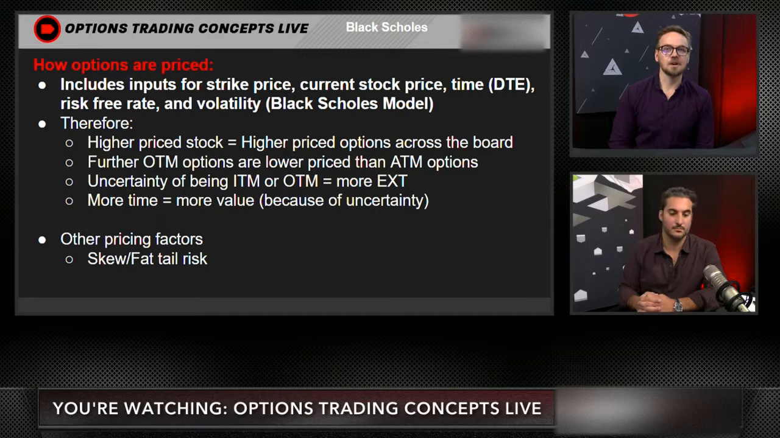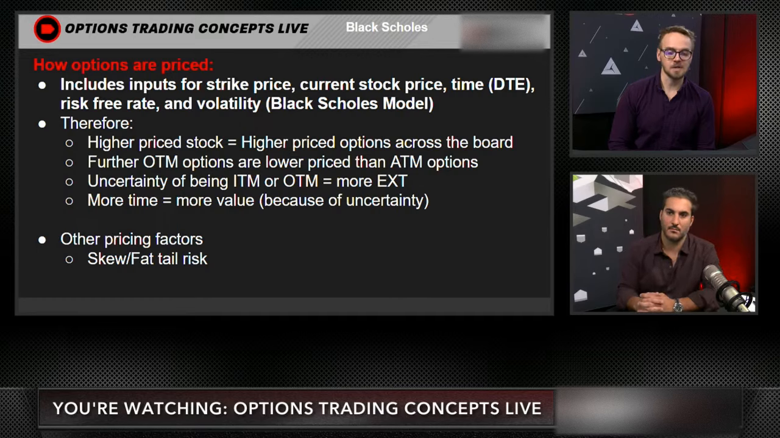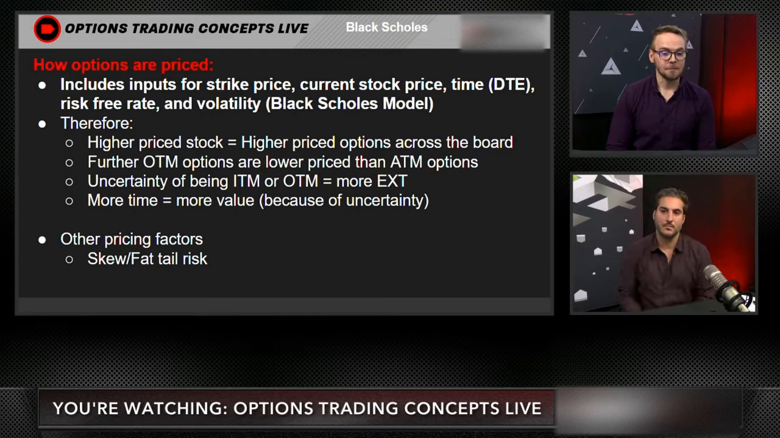Further out of the money options are going to be lower priced than at the money options. And this is from a lens of extrinsic value. So why is this? I think the most simple way to think of this is just looking at uncertainty of an option being in the money or out of the money at expiration. If the certainty is high that the option will remain out of the money or remain in the money through expiration, then the extrinsic value is going to be low in that option.